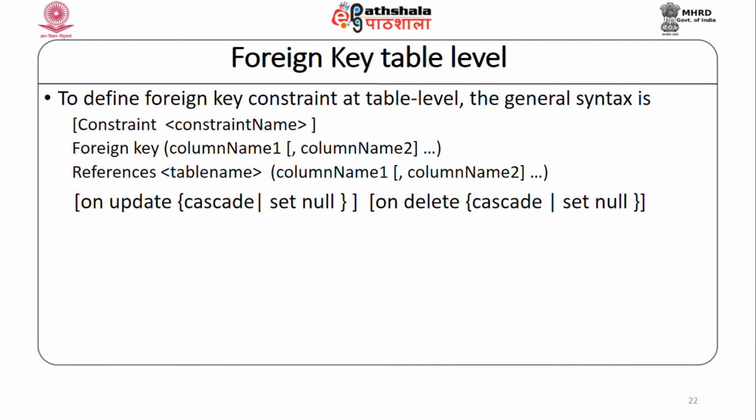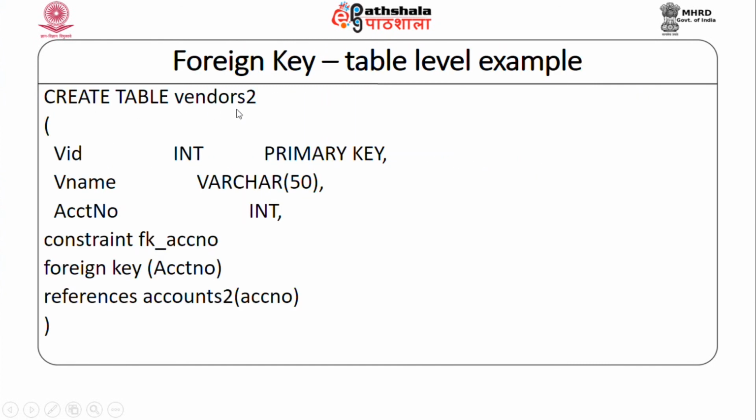Then you have to use FOREIGN KEY, then in parentheses the column name, REFERENCES table name and column name, and optionally you can write ON UPDATE either CASCADE or SET NULL. This is one example. CREATE TABLE vendor2, and here I define account number integer. After that I define the constraint name fk_foreign_key_account_number, then I write FOREIGN KEY account number, then REFERENCES the accounts2 table and the accounts2 table's account number column. So, this is your foreign key, you can define it.